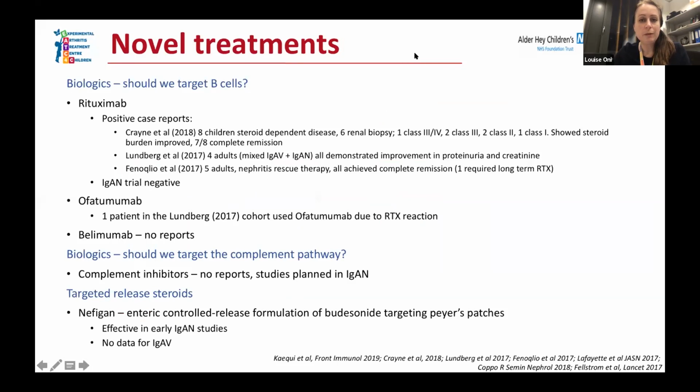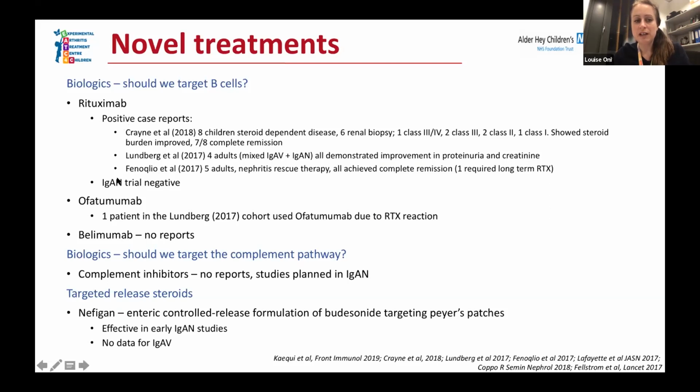So what novel treatments could we consider? Well, people have suggested targeting B cells because there's antibodies mediated, driven by the IgA, and there are positive case reports using rituximab, both in adults and in children. These cohorts have mainly consisted of patients who have been resistant to conventional treatment or dependent on steroids. They've wanted to use rituximab as a steroid-sparing agent.